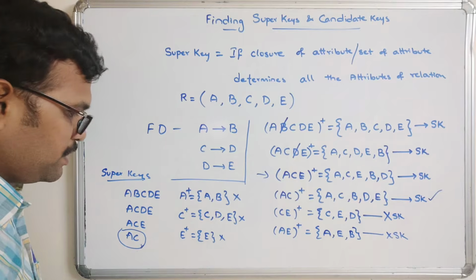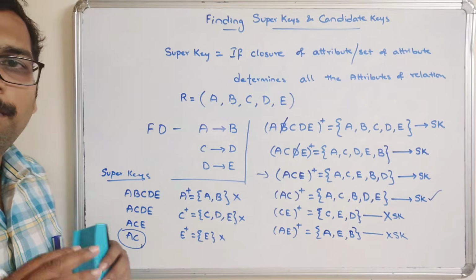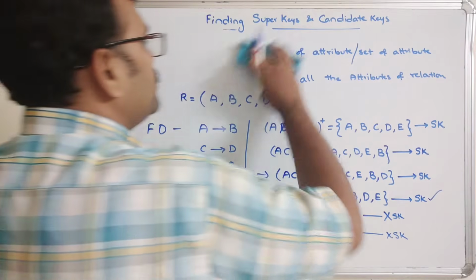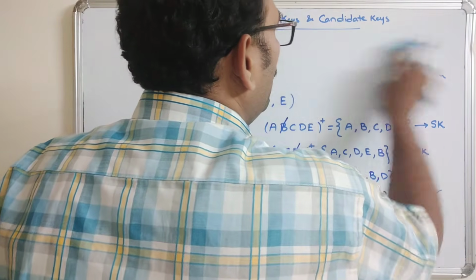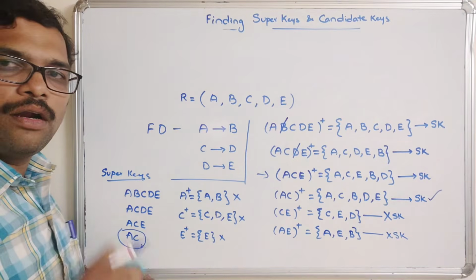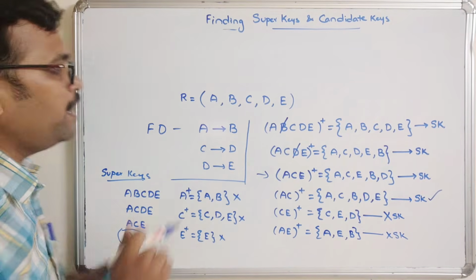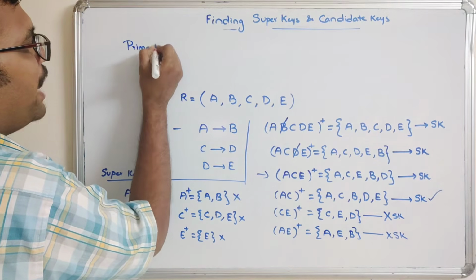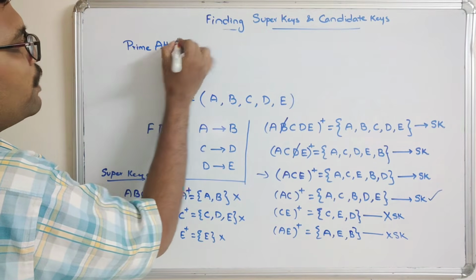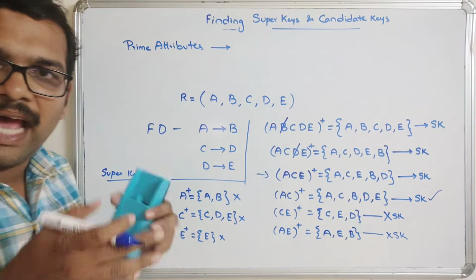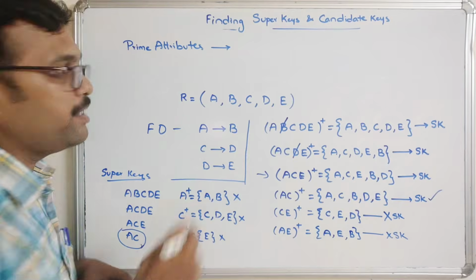For that purpose, we need to find the prime attributes. After finding the candidate key, we have to make sure that it is the only candidate key or whether there are many more candidate keys. So for that, find out the prime attributes. Which ones do we call prime attributes? The prime attributes are the attributes which are involved in the candidate key.